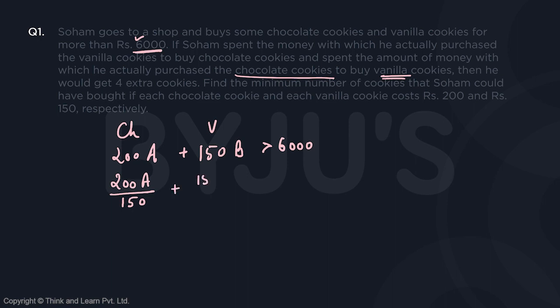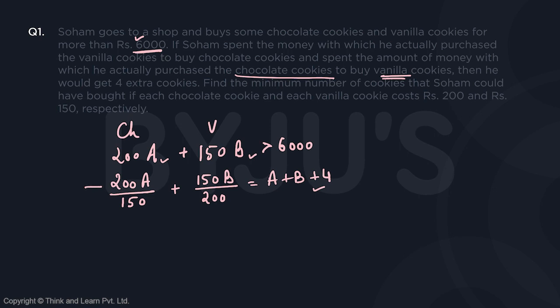Similarly, the amount spent on vanilla cookies, which is 150B, if he purchases chocolate cookies with it, where each chocolate cookie is 200 rupees, the number he gets is 150B divided by 200. So this is the number of cookies purchased when the amounts are swapped. And this time the number of cookies purchased is 4 more than the previous case. In the previous case he was purchasing A plus B. Now he is purchasing A plus B plus 4.